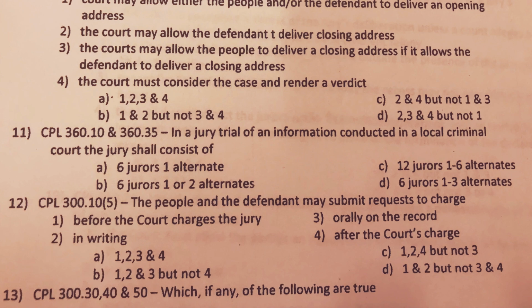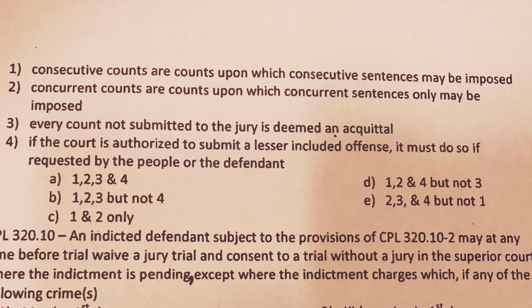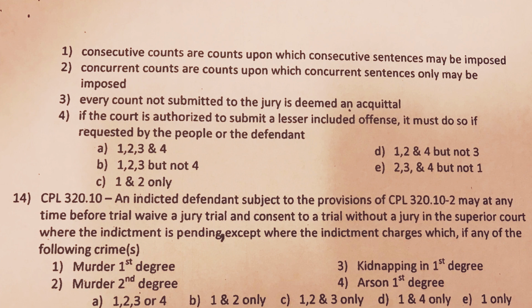Number 13, in which if any of the following are true. 1. Consecutive counts are counts upon which consecutive sentences may be imposed. True. 2. Concurrent counts are counts upon which concurrent sentences only may be imposed. That is also true. 3. Every count not submitted to the jury is deemed an acquittal. That's not true. It's deemed dismissal. 4. If the court is authorized to submit a lesser included offense, it must do so if requested by people or a defendant. That is true. So the answer was D, 1, 2, and 4, but not 3.